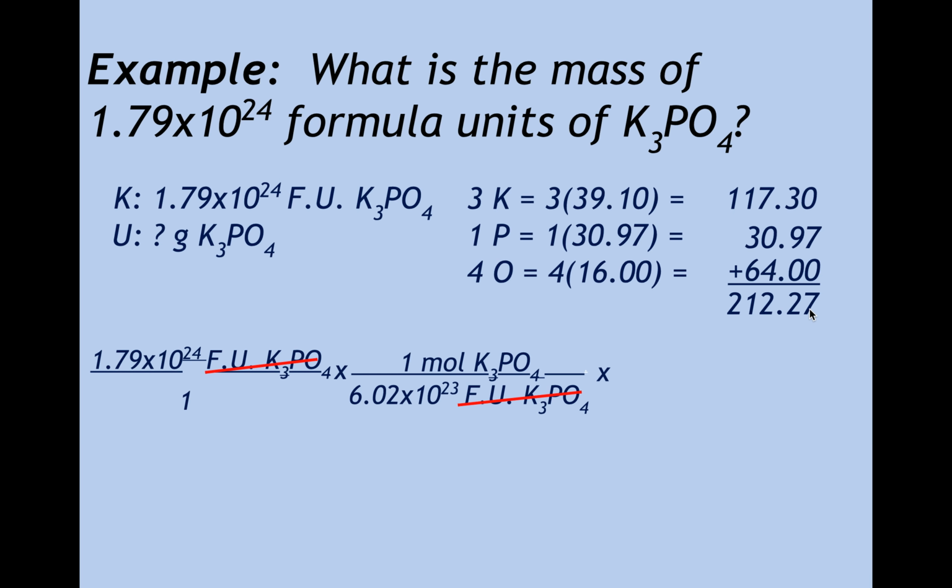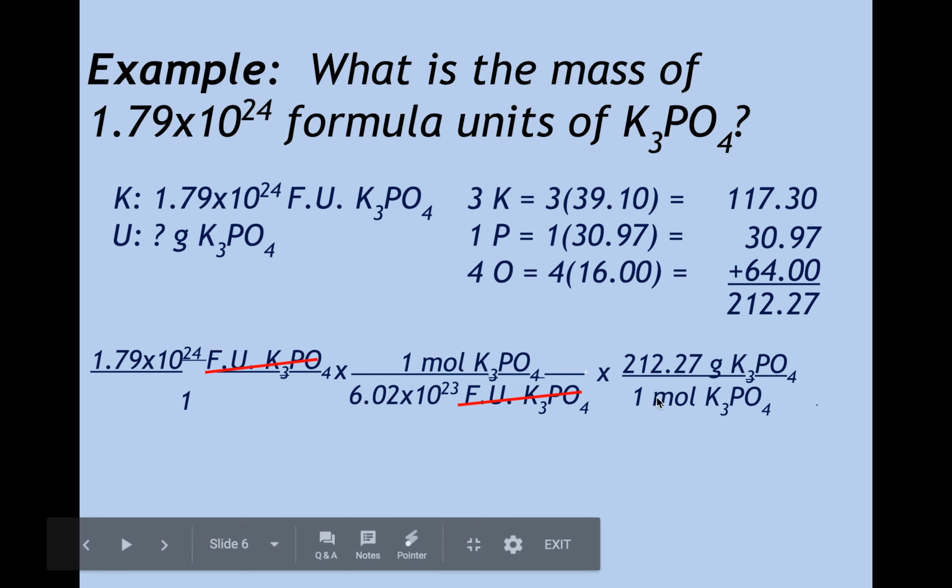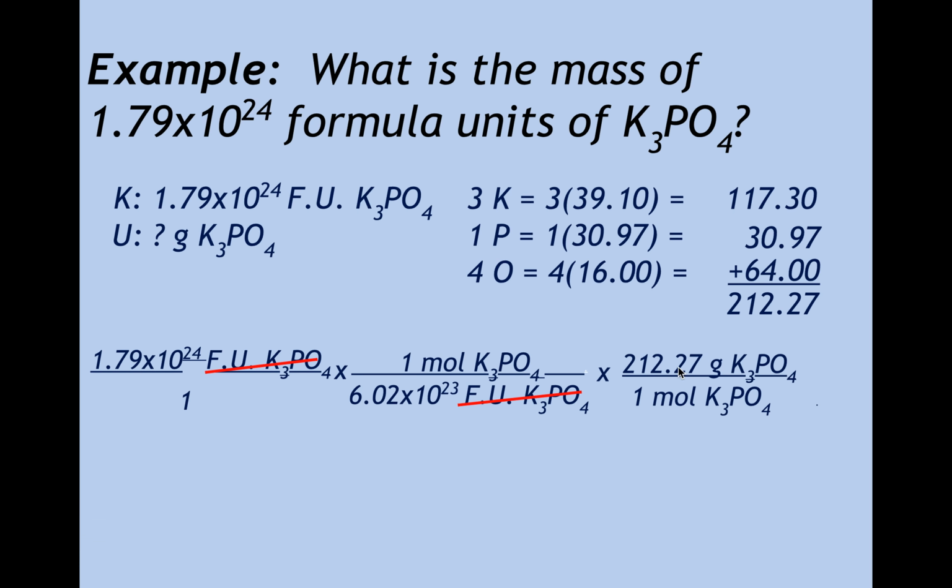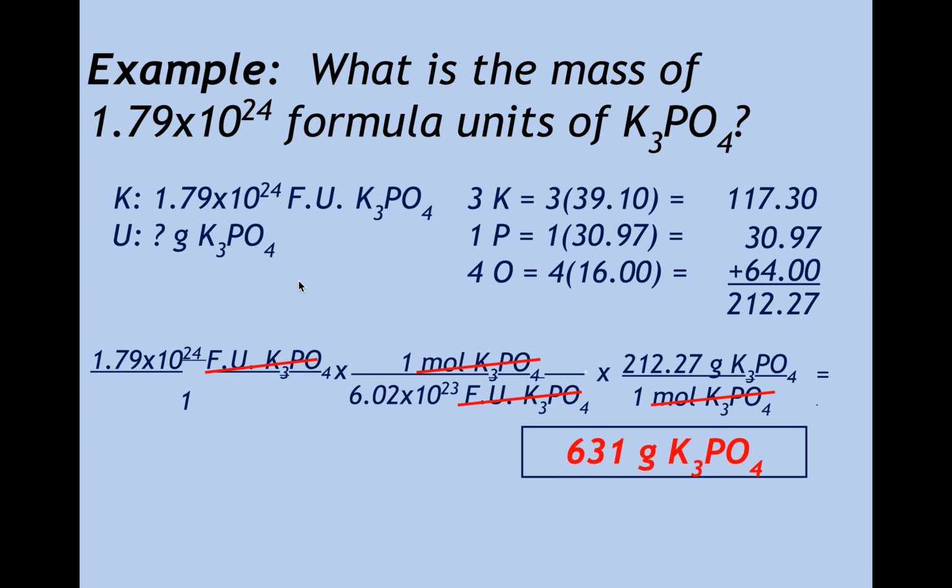I now plug that into my formula. I'm going to make sure that my units are going to cross off. I've got mole here. I need mole on the bottom. And now I'm to grams. Grams is what I'm solving for, so I know that I'm actually done doing my calculations. Cross off my units. Again, I'm only left with grams, and that's the unit that I need. And your answer will equal 631 grams.